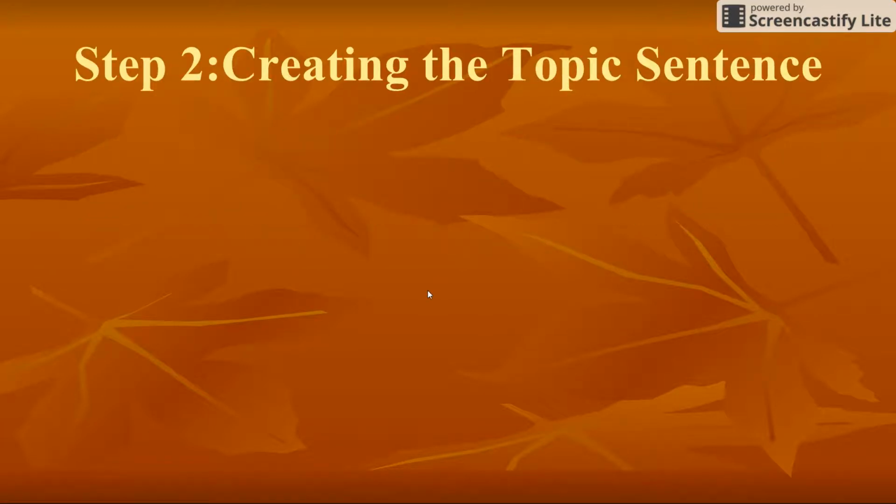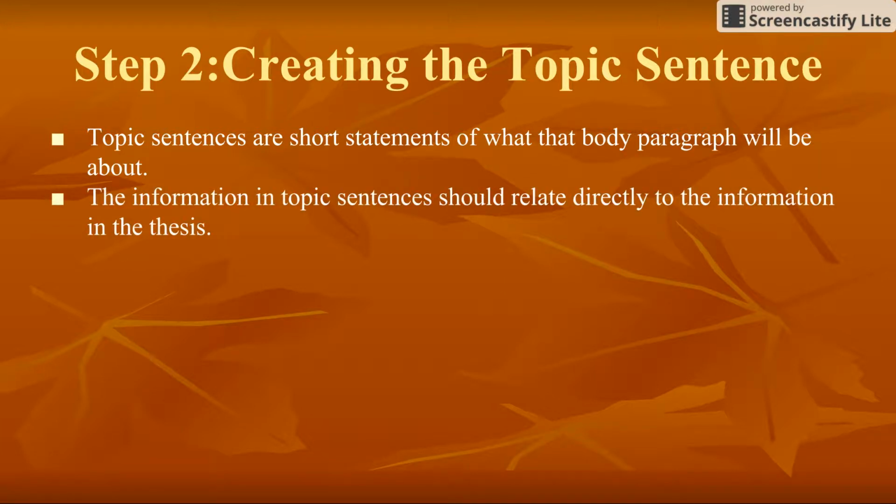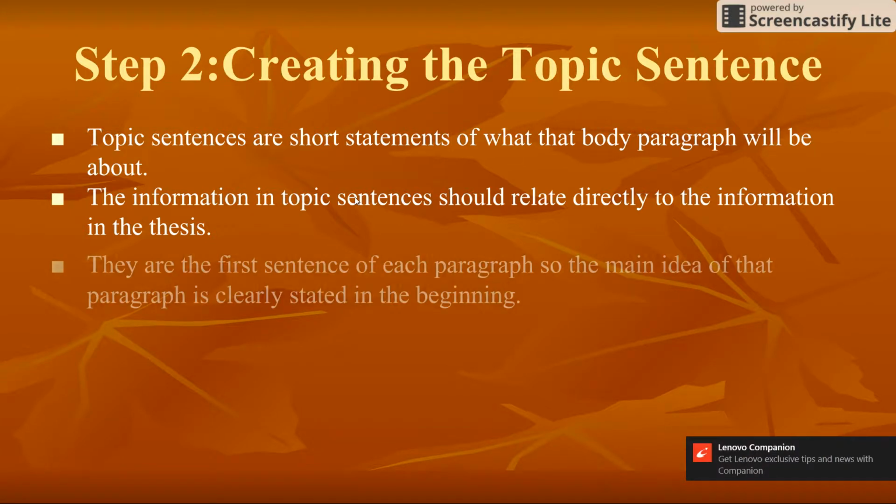So let's talk about step 2, which is creating topic sentences. Topic sentences are short, they're sweet, and to the point, and they're going to tell your reader what that body paragraph will be about. The information in the topic sentences needs to relate directly to the information in the thesis. They should have some of the same words. We should be able to look at that topic sentence, look right back at the thesis or the claim, and know that they relate together in their content and in the same order you introduce those points.